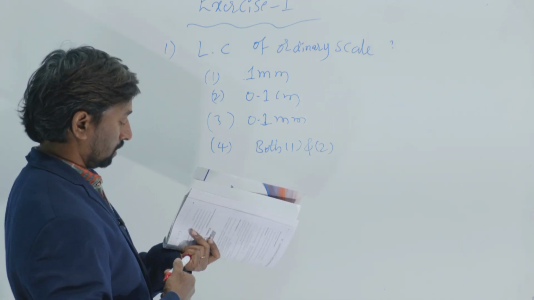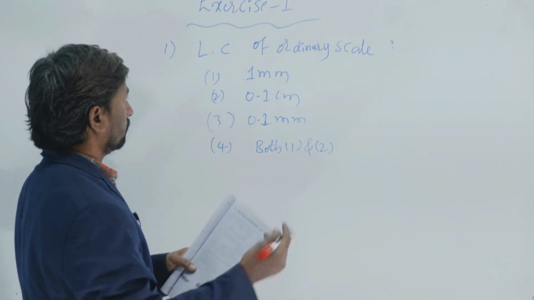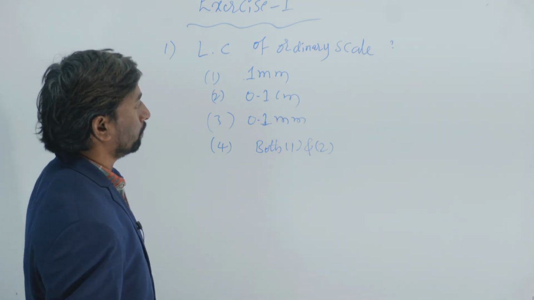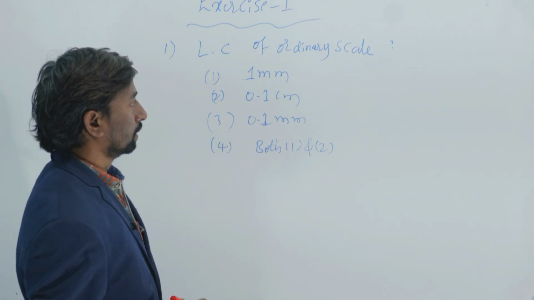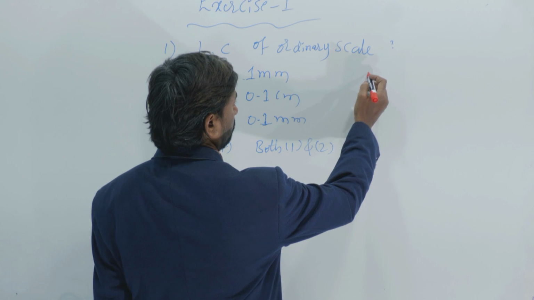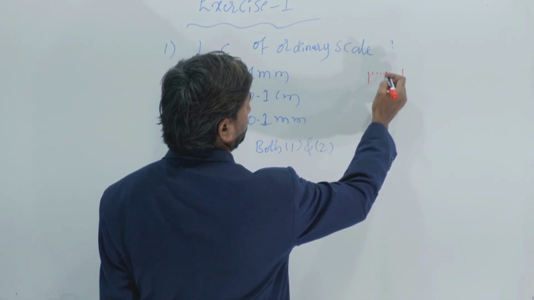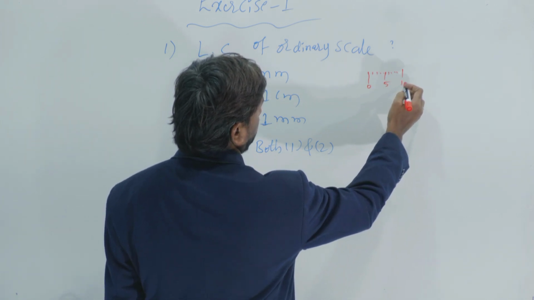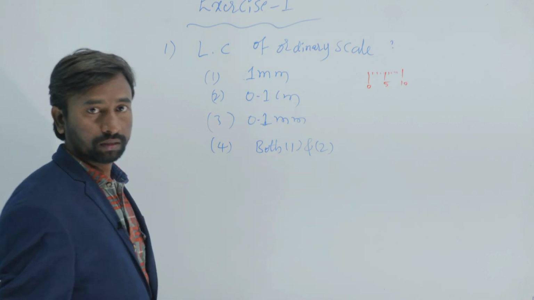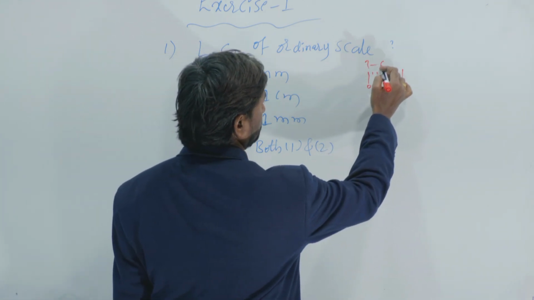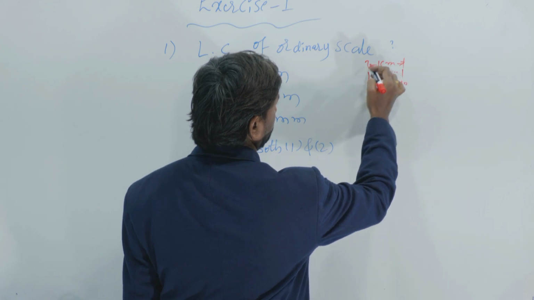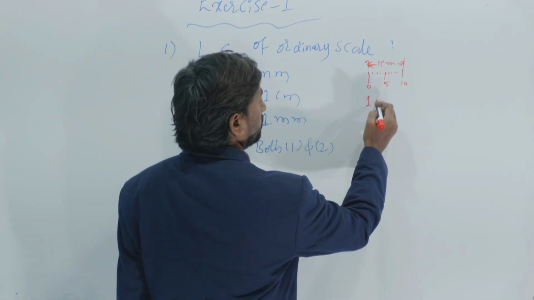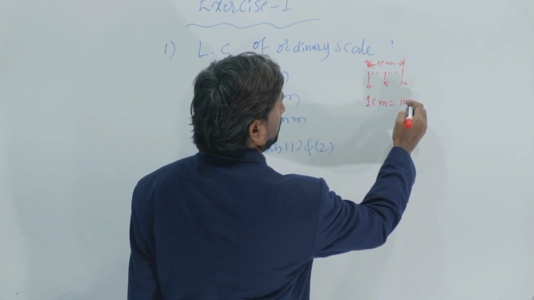Least count of ordinary scale. Normally, an ordinary scale means a 30 centimeter scale or a 15 centimeter scale. In 1 centimeter, there are 10 divisions present, so each division is the least value. Suppose this is 0, and this is 1 centimeter. In 1 centimeter there are 10 divisions. So we know that 1 centimeter is equal to 10 millimeters.